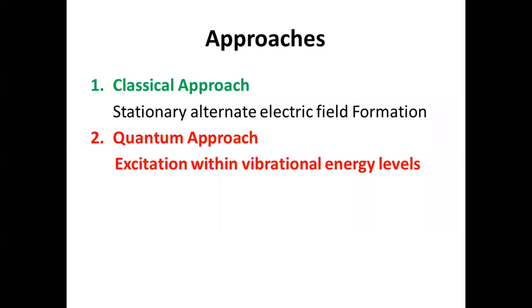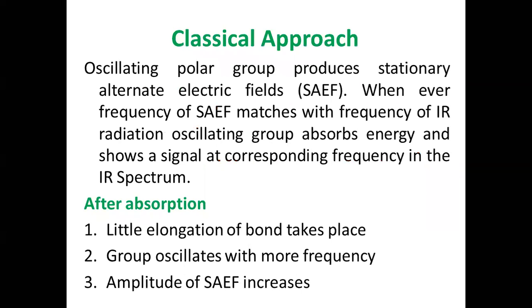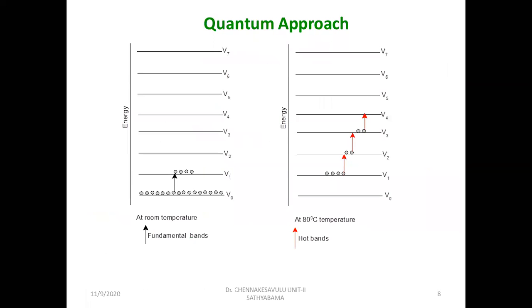In the quantum approach, there is excitation of electrons within the vibrational energy levels. We know the energy levels in molecules: the electronic energy levels, within them the vibrational energy levels, and within those the rotational levels. We are not showing the electronic and rotational levels, only the vibrational levels. You see that V0 to V1 occurs at room temperature.